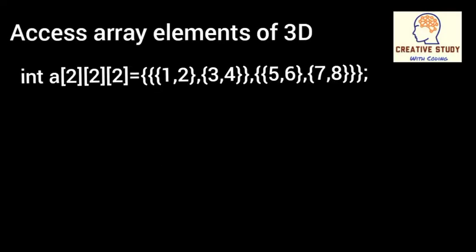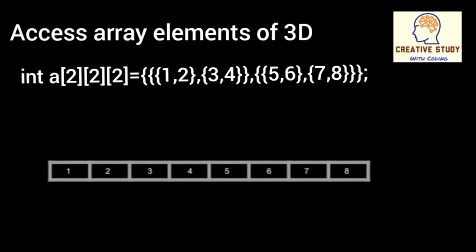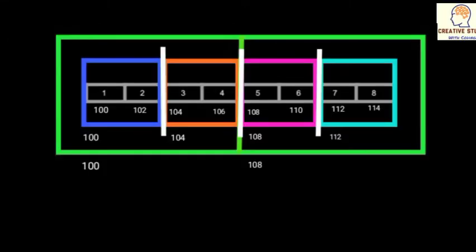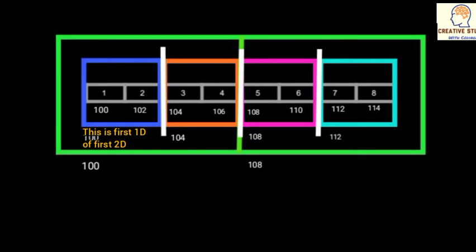This is a three-dimensional array, or there are two two-dimensional arrays, and each two-dimensional array contains two one-dimensional arrays having two elements each, and it is stored sequentially in the memory. So it will look like this. This is the first 2D array and this is the second 2D array. This is the first 1D array of the first 2D. This is the second 1D array of the first 2D. This is the first 1D array of the second 2D. This is the second 1D array of the second 2D.